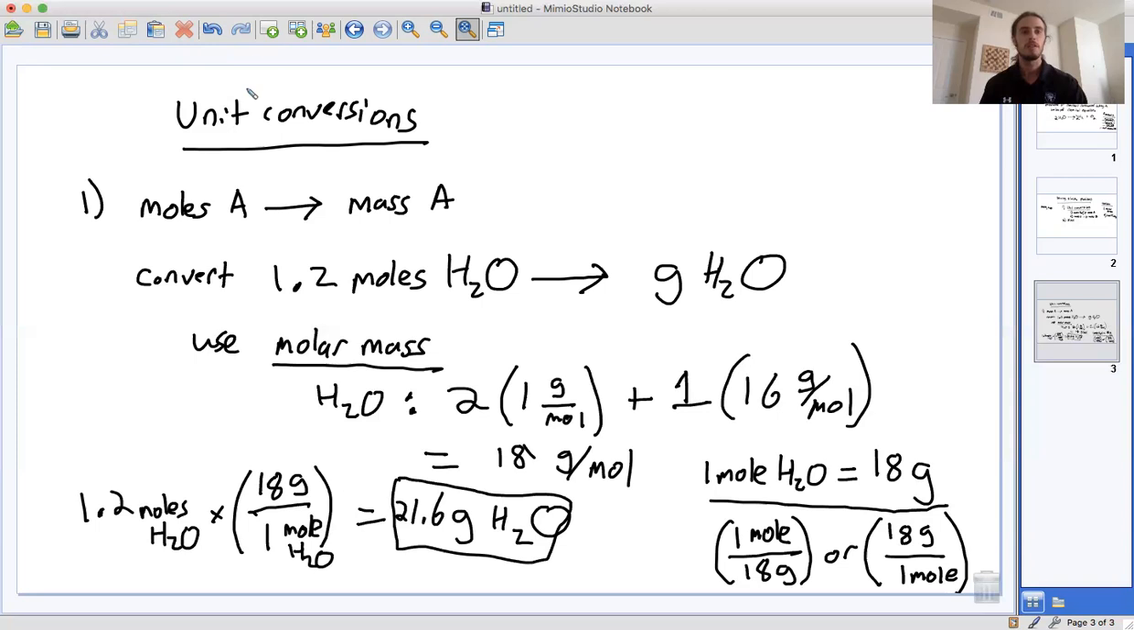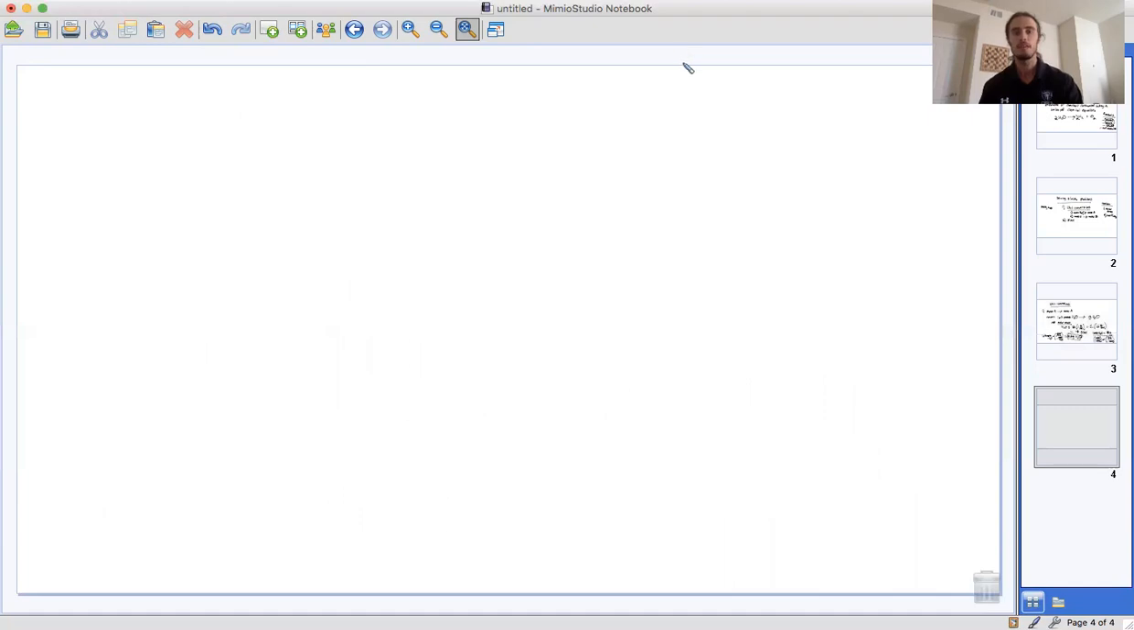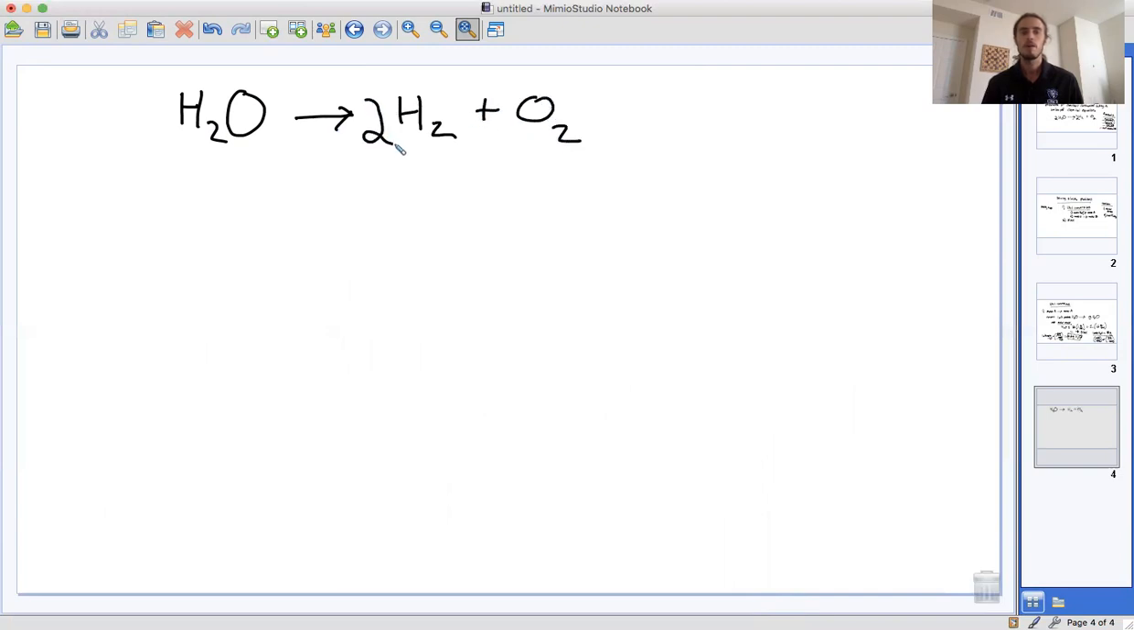All right, now let's look at the next type of unit conversion. So the next type of unit conversion that's important is converting moles to moles. So for this one, we need to look at the balanced chemical equation. All right, and so we're going to look at a mole to mole unit conversion.